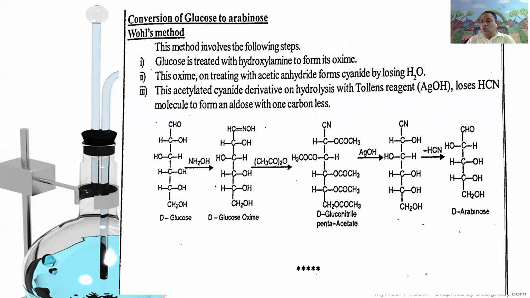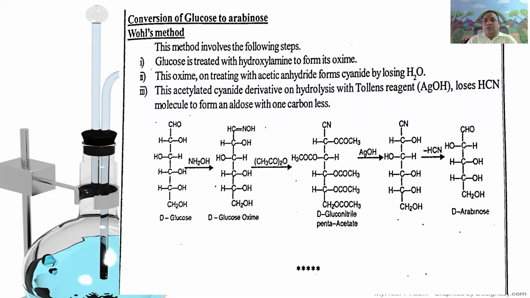Next, conversion of glucose to arabinose. Previously we discussed Ruff's degradation, that is, conversion of higher aldoses into lower aldoses. The same conversion, glucose to arabinose, can be done by Wohl's method. It is another method, Cole's method. This method involves the following four steps.